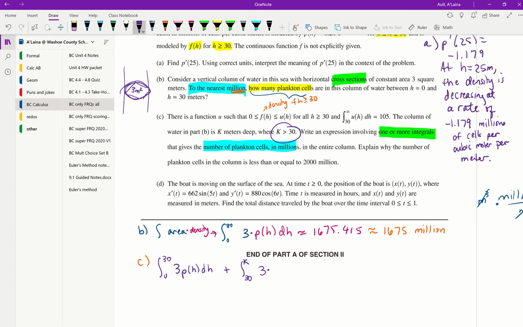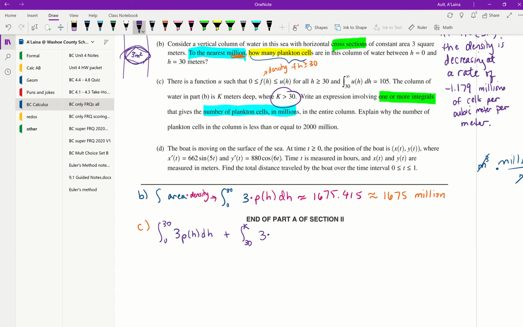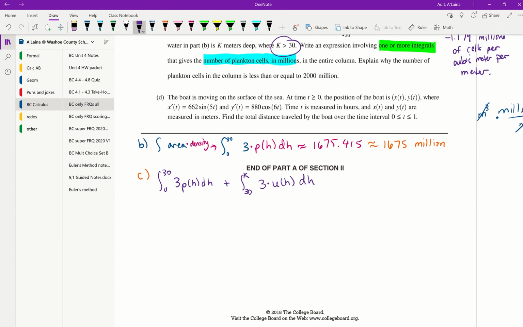But what I do know is that U is greater than or equal to F. So I'm going to use U instead, because I know that it's the closest thing I've got. I would rather overestimate a little bit than underestimate. So from here, oh no, actually I will write F, I just don't know how to evaluate it. So this is the actual density, or the actual number of cells in millions.